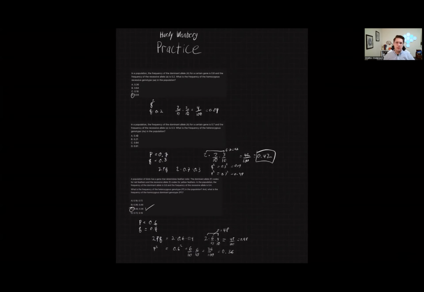I hope that these examples were helpful in promoting your mastery of Hardy-Weinberg equilibrium problems. This is a common problem you'll see on the MCAT, so you want to make sure you're able to do it accurately and efficiently for the MCAT.